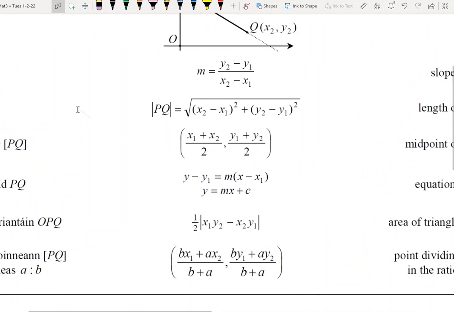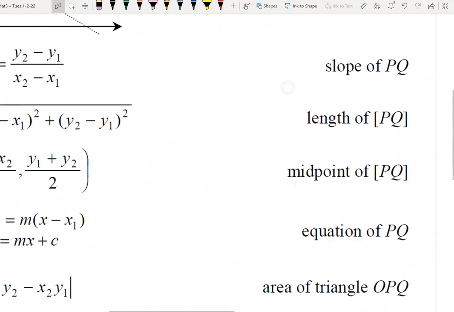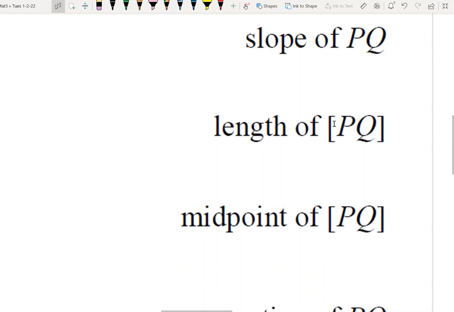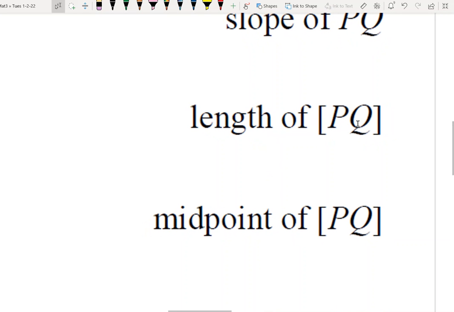So where's our distance formula? Here it is here. Now before we look at it, we should look at what it says here. The length of, what do these square brackets mean? So what they mean is the line segment, including the end points. Okay, it basically means that from P to Q, line segment, and it's only a line segment, and then we're talking about the length of it.